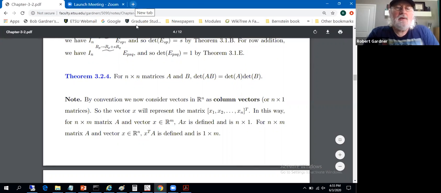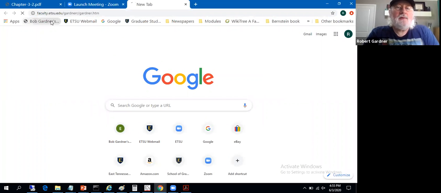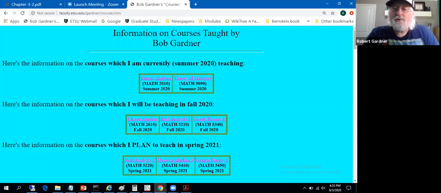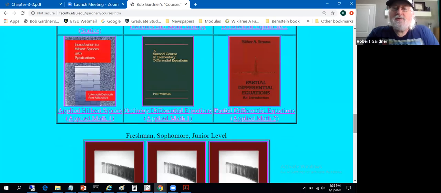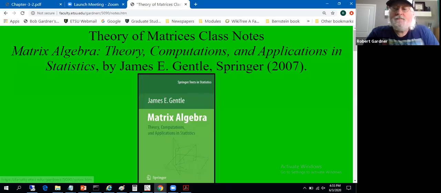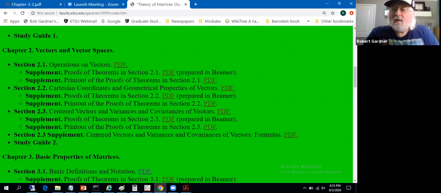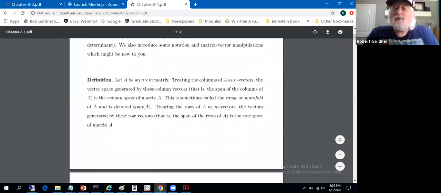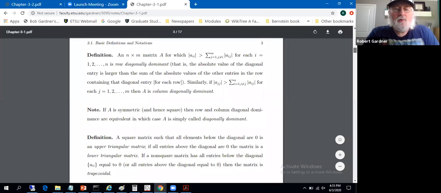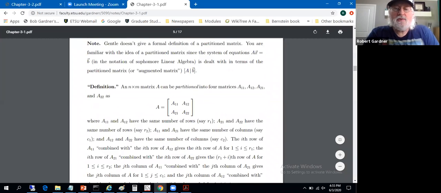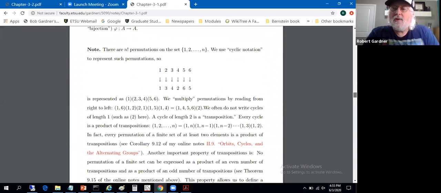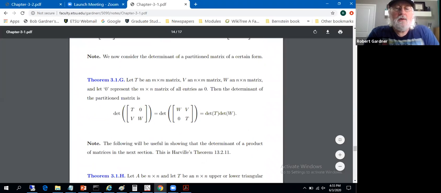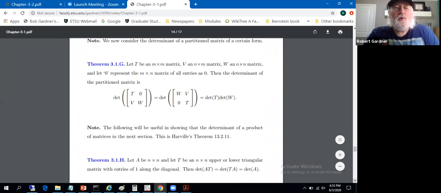Let's take a peek at, I need to start from scratch. I should have had it pulled up already. Let's go to the notes from 3.1. I've got everything at my fingertips posted online. And one of the last results from this extremely lengthy section dealt with a certain kind of partition matrix. Here we go, this is it. Theorem 3.1G.